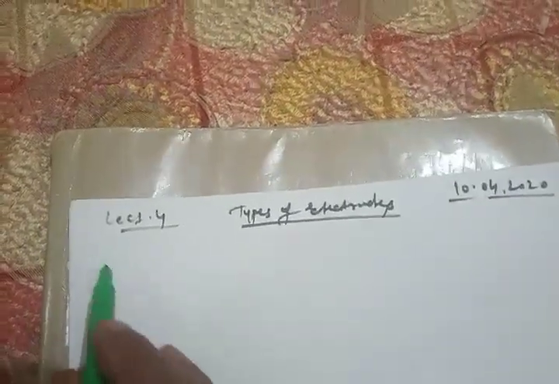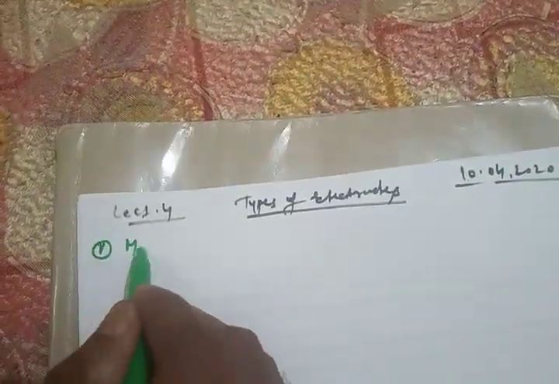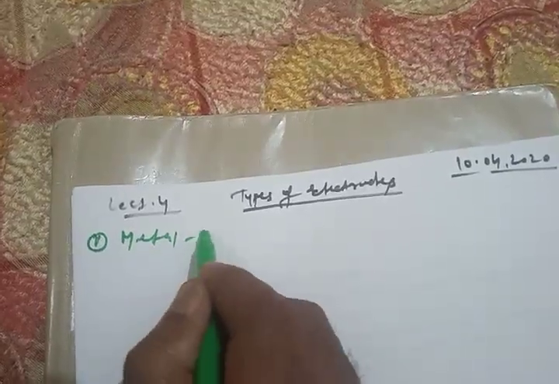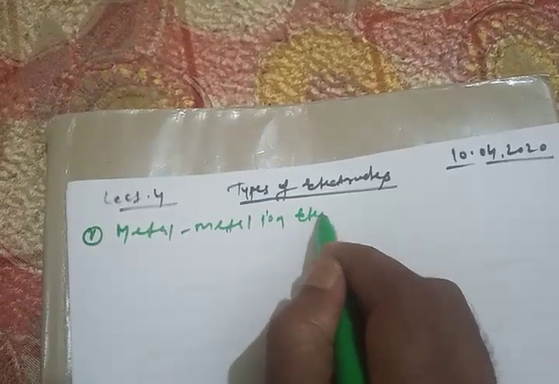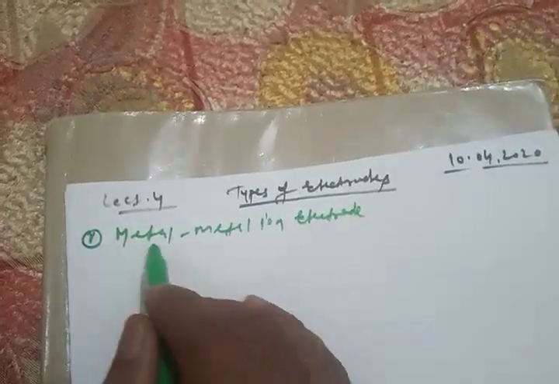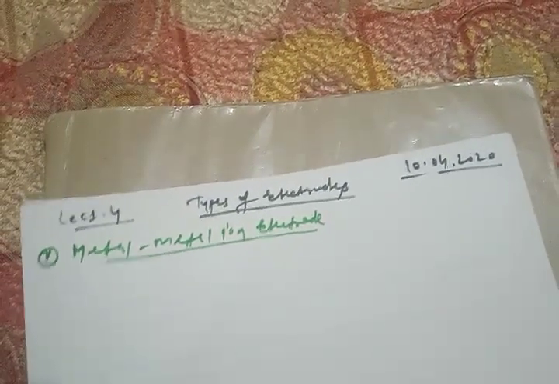So starting with the very first, that is the metal ion electrode. Now what happens in this case? A metal strip is kept in contact with the solution.